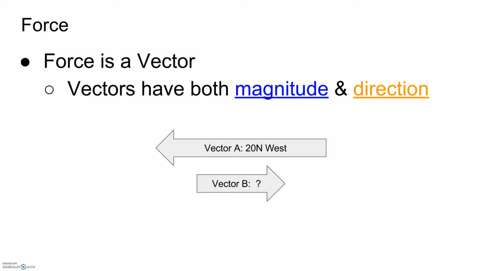Vector B is about half the length of vector A, and since vector A is 20 newtons, I'm going to say vector B is 10 newtons. It's also pointing in the opposite direction of vector A. If vector A is pointing west, vector B must be pointing east.